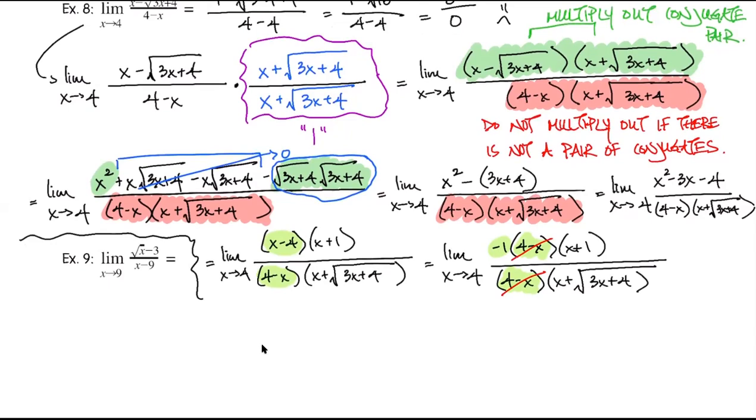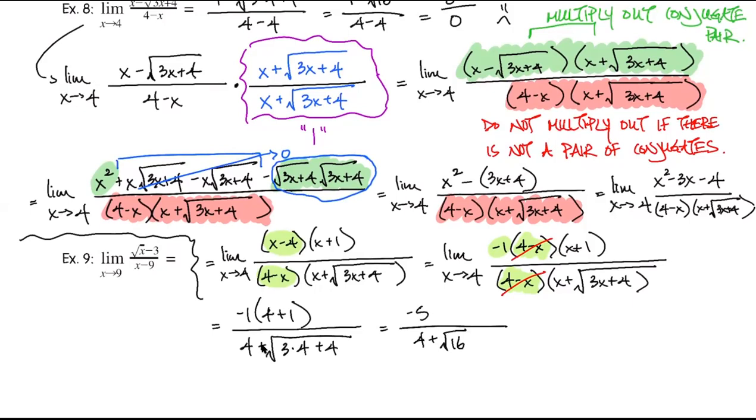Let's see what happens now if we try and plug in 4. So -1 times 4 plus 1 over 4 plus 3 times 4 plus 4. My numerator is going to be -5. My denominator is going to be 4 plus square root of 16. And so we get -5/8.